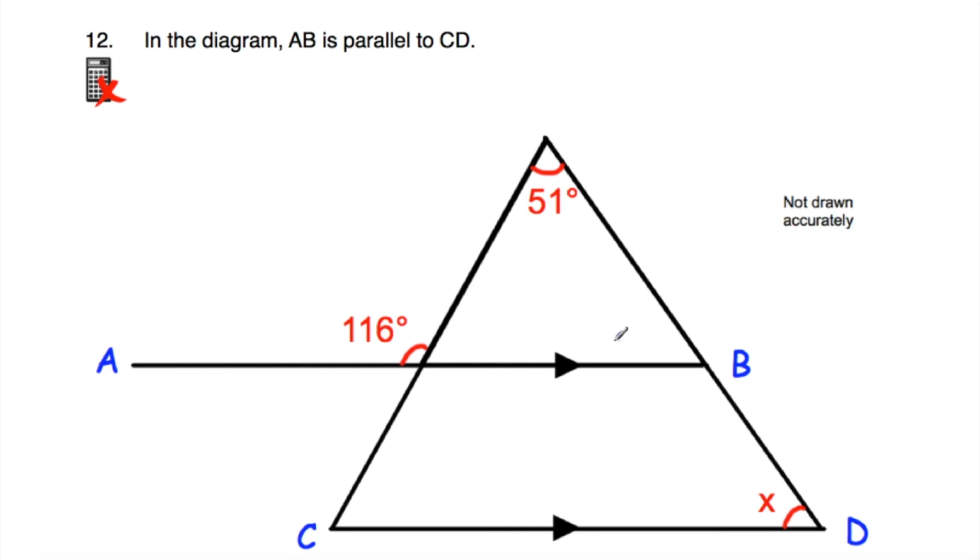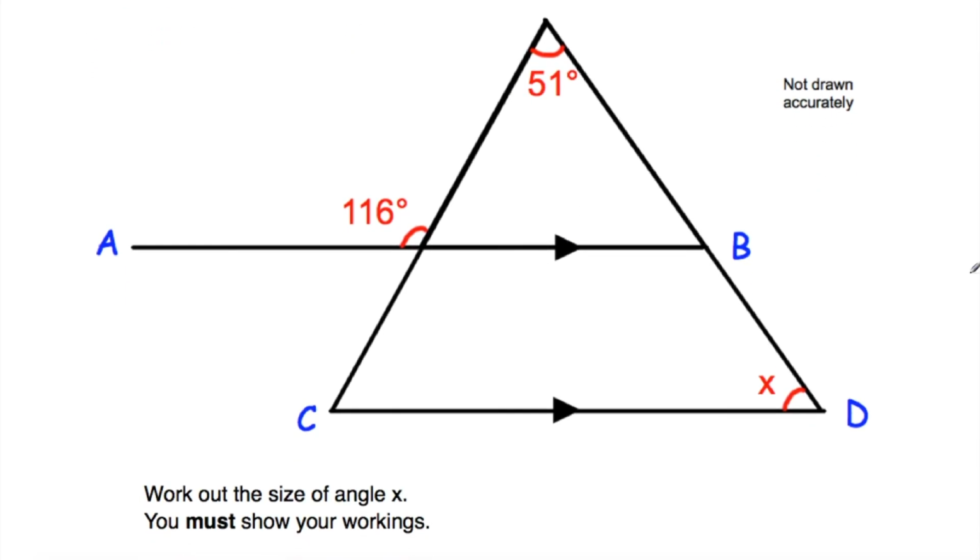So as you can see, these are two parallel lines, AB and CD, and that's shown with the two little arrows here and here. And in this question, we've been asked to work out the size of the angle marked X, so the size of this angle here, BDC. So we want to find the size of that angle, and we must show workings.